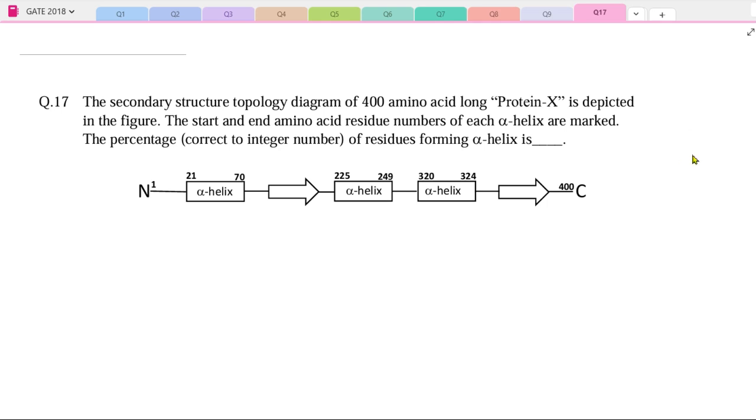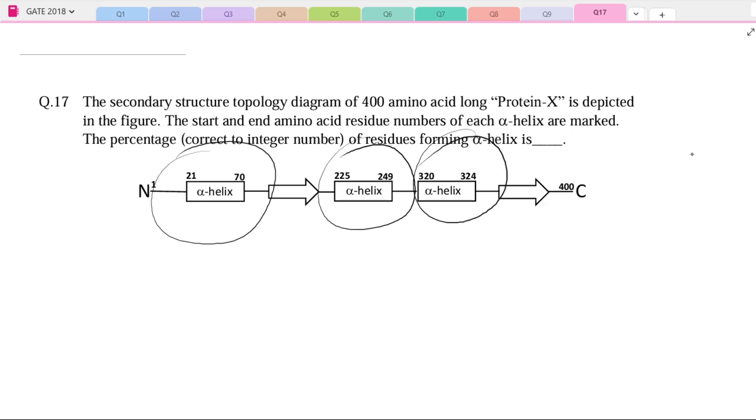So the secondary structure topology diagram of a 400 amino acid long protein X is depicted in the given figure. The start and end amino acid residue numbers of each alpha helix are marked. The percentage of residues forming alpha helix is what? So first of all, these are the residues that form the alpha helix, and they have clearly mentioned it.